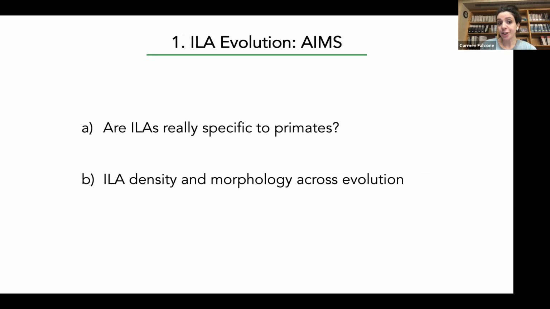So first question, very simple. Are these interlaminar astrocytes really specific to primates? Whenever you see ILA, this is my acronym for interlaminar astrocytes. So are these astrocytes really specific to primates?